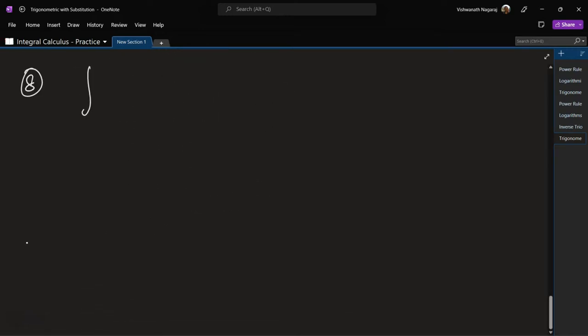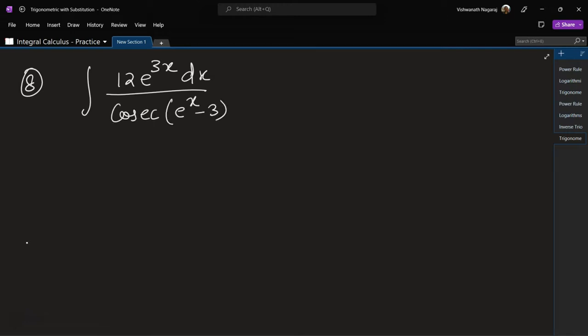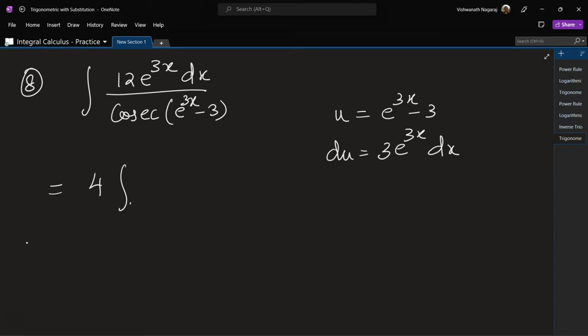Eighth one, integral of 12 e to the power of 3x dx divided by cosec e to the power of 3x minus 3. So now u is equal to e to the power of 3x minus 3. Du would be e to the power of 3x times the derivative of 3x, that is 3 dx. Now here we have 12, we require only 3. So let's take 4 out. We get 3e to the power 3x dx, which is nothing but du by cosec u.